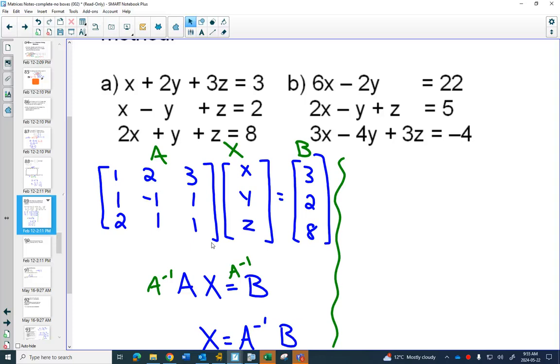So you could do, I'll leave part B. You could do part B in the same way.